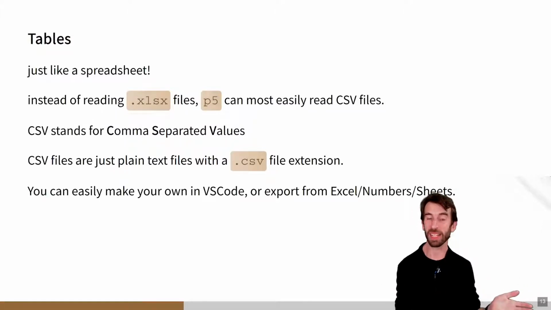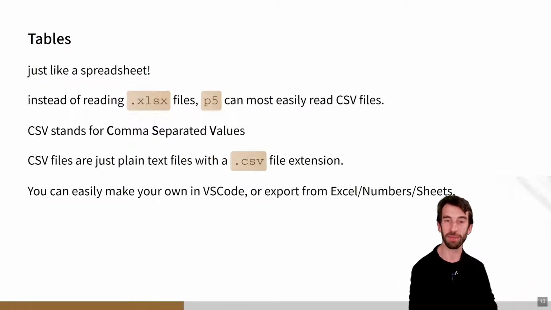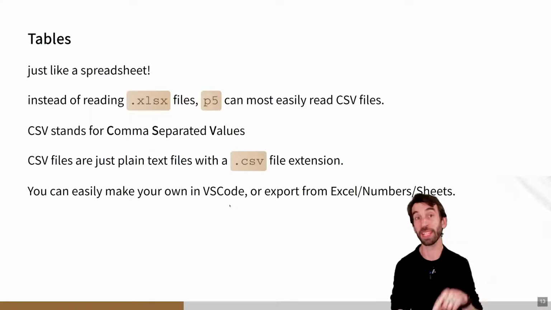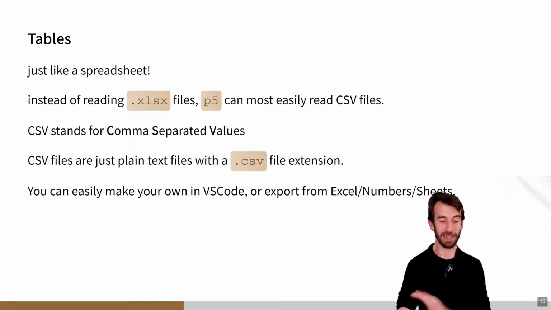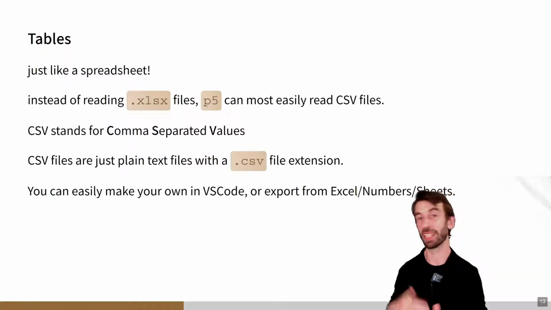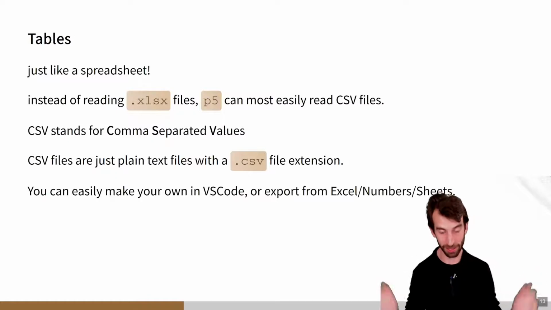They're just a plain text file, just like your .js files, with a .csv file extension. You can just make one in a text editor like VS Code, or if you've got a spreadsheet already in Excel or Numbers or Google Sheets, you can usually export it as a CSV file. It's often more useful to edit your data source within a spreadsheet program and then export the CSV file, rather than edit the CSV files directly, as it turns out.